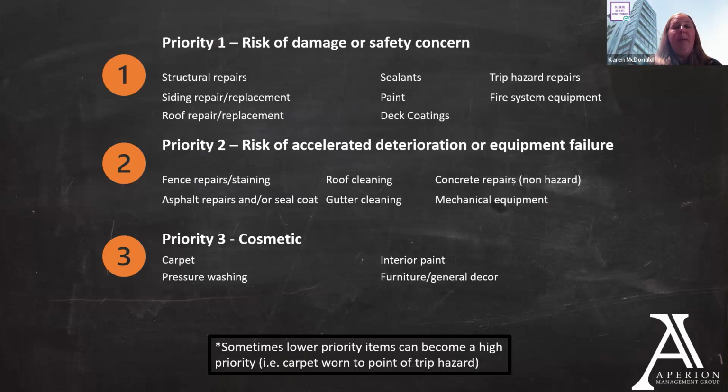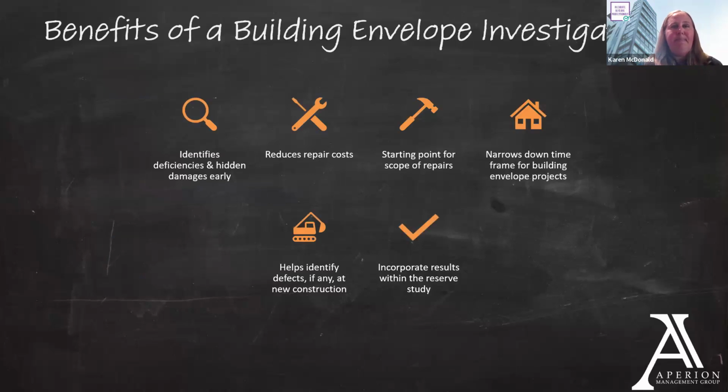So we have seen carpet that has either worn to the point that it's become a trip hazard, or it's stretched to where it's got the lumps in it when you walk on it, which becomes a trip hazard. So at that point, it's no longer cosmetic, and now it becomes a priority one because it needs to be replaced in order to maintain safety. So sometimes things can move around in between these three priorities.